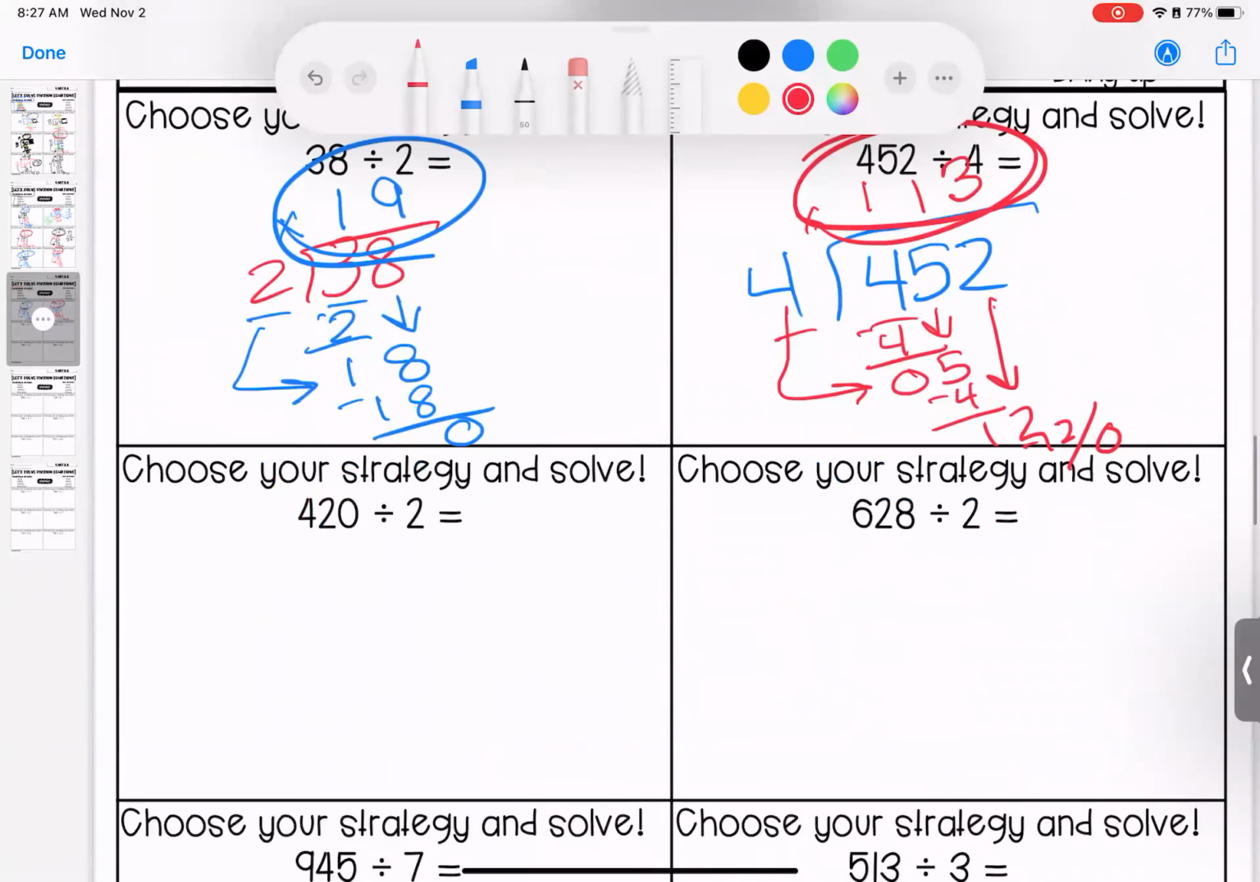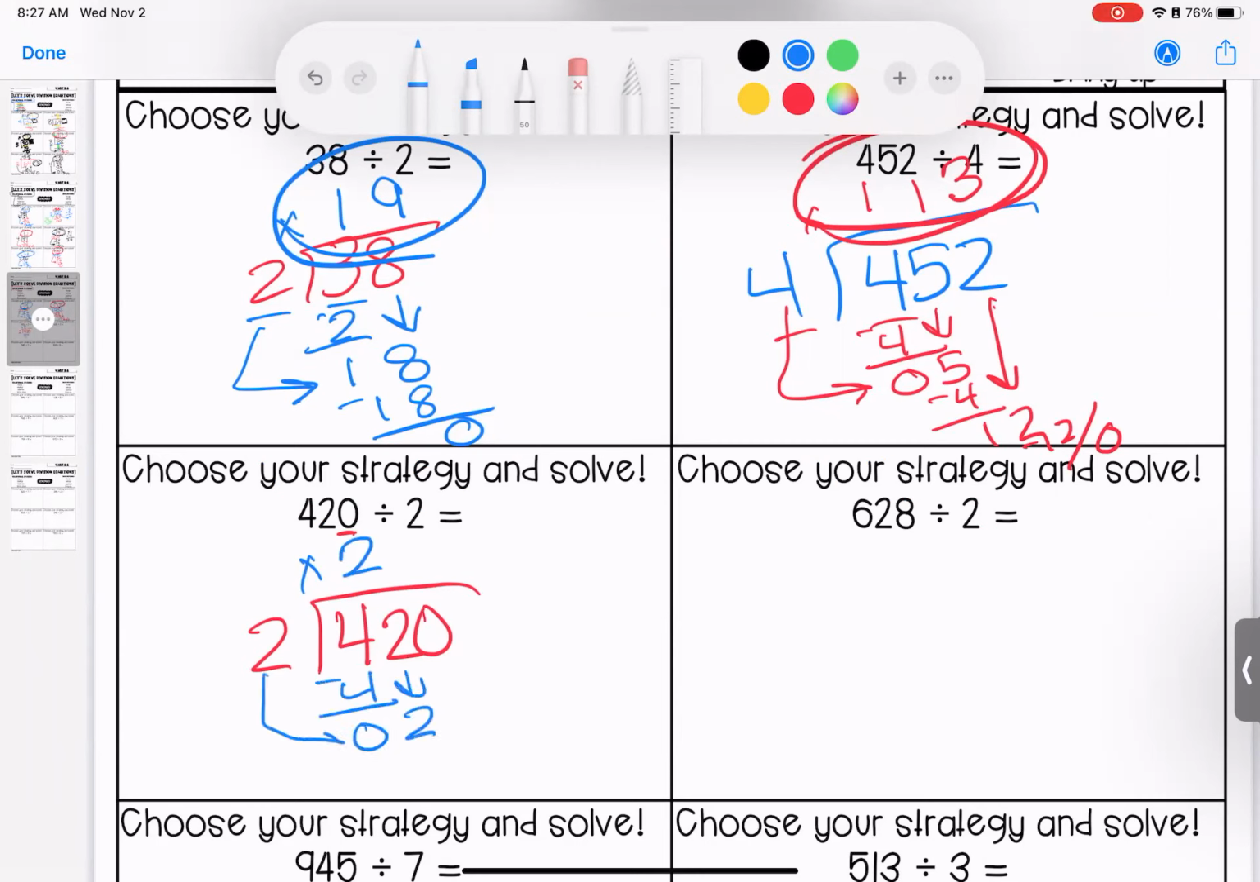All right, let's keep moving and grooving. This one has a 0. Be careful. Zeros can be tricky, but we're smart and we can handle this. Does 2 divide into 4? Yes, it does, 2 times. 2 times 2 is 4. We subtract. 4 take away 4 is 0. Bring down your 2. Start again. Does 2 divide into 2? Absolutely, one time. Because 1 times 2 is 2. We subtract for 0.